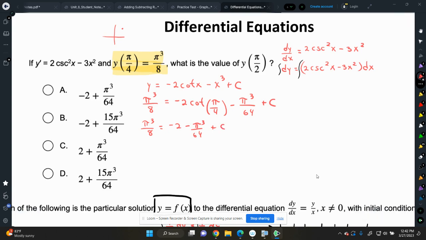Oh, that's the, oh my god, well, I asked. It's okay. So I'm gonna get this pi cubed over 8. I'm gonna get a common denominator. So 8 pi cubed over 64. I'm gonna write it like that because I want to combine those pi cubeds. And I'm gonna add pi cubed over 64. And I'm gonna add 2.